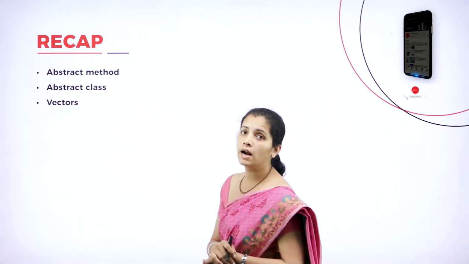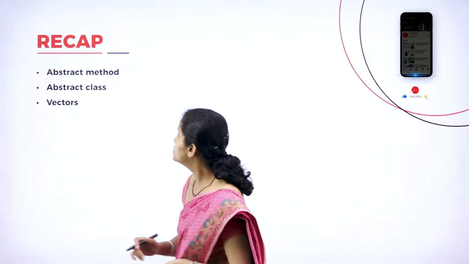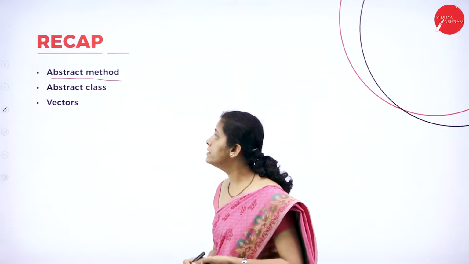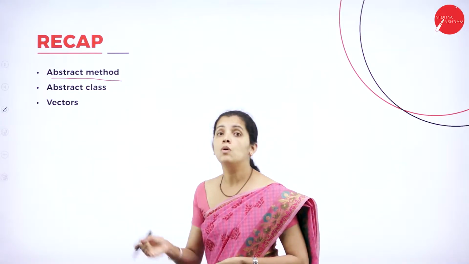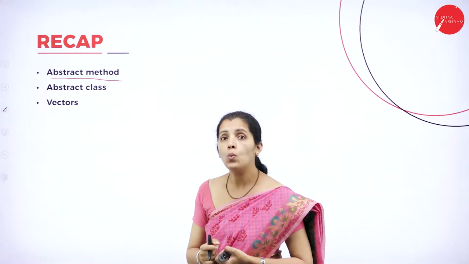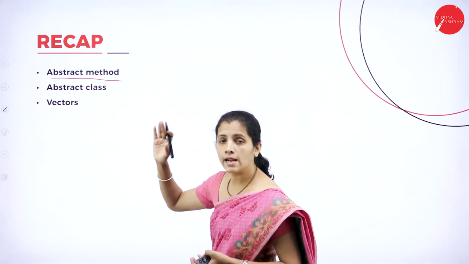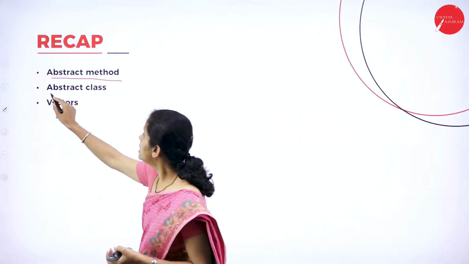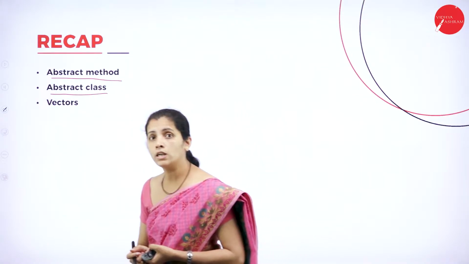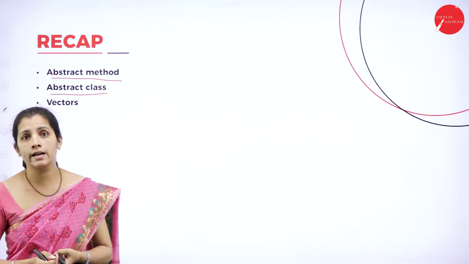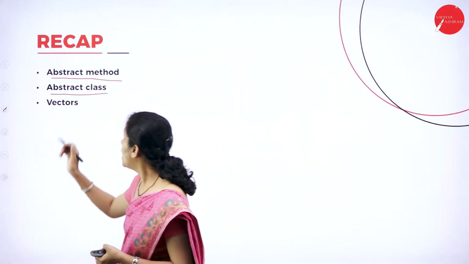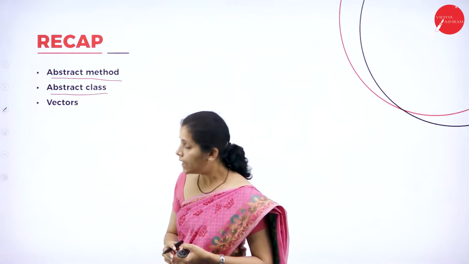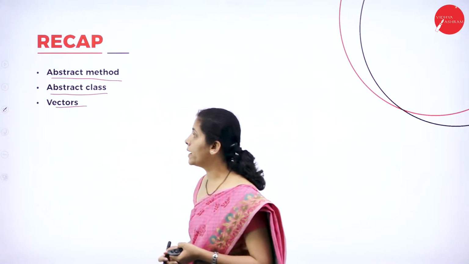But before starting my session, let's recall what I discussed in my last session of this chapter. In the last session, I started with what is an abstract method, and what rules I need to follow while defining an abstract method along with an example. Then I covered abstract class, that is, what is an abstract class and the rules for an abstract class. Along with that, I discussed an example. Along with that, I covered vectors.